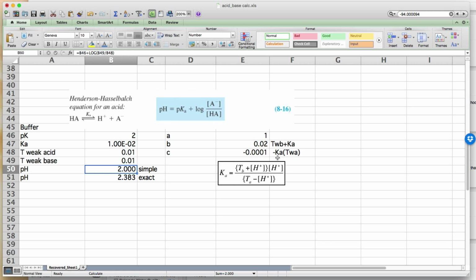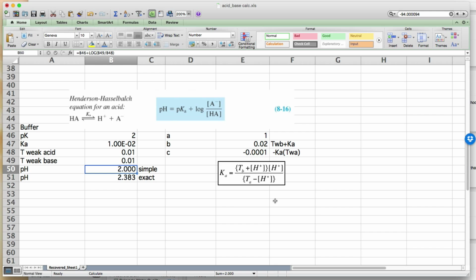And when you do this, you get a better expression for the Ka, which accounts for the gain of base from the H plus dissociation, or the weak acid dissociation, and the loss of weak acid from the weak acid dissociation.